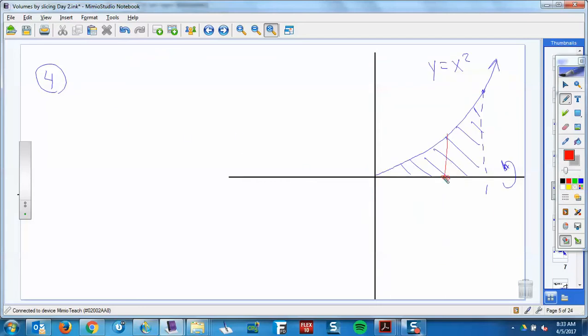Again, revolving around the x-axis. The idea was to start with real simple ones, and we're going to get all kinds of weird things going on today. But here's y equals x squared. We're going to revolve this around, and it creates some kind of bugle, or megaphone or something like that, right? Your slices look like that, right? But you don't have to draw that part.